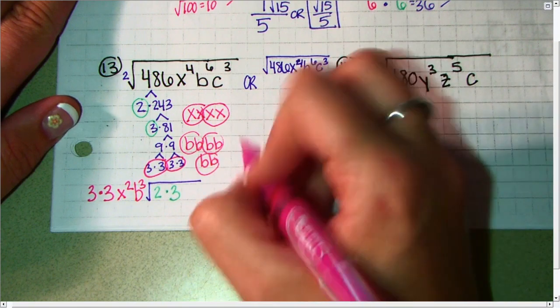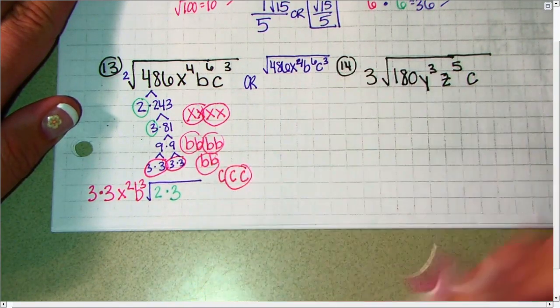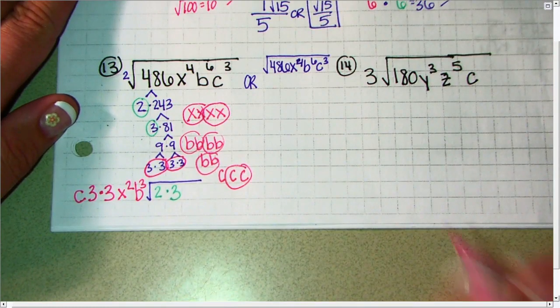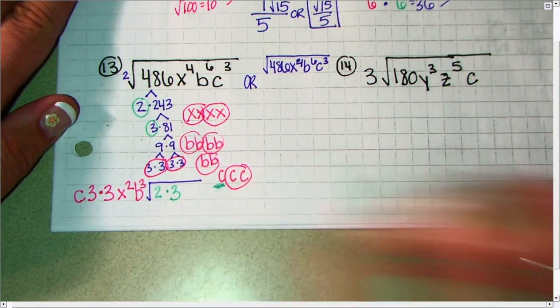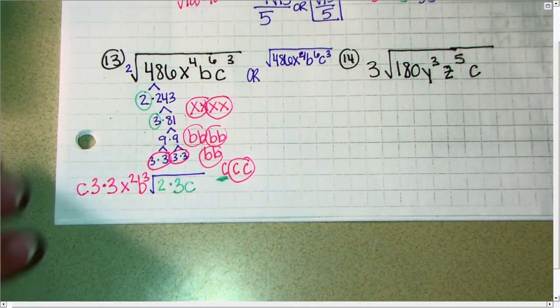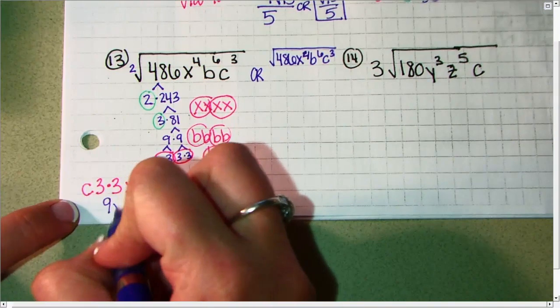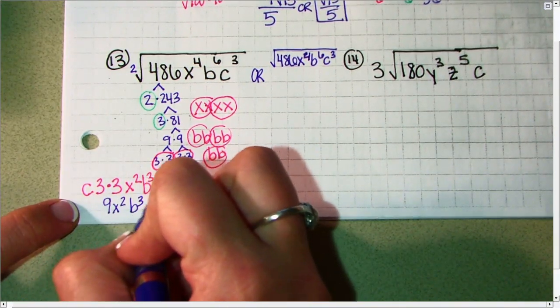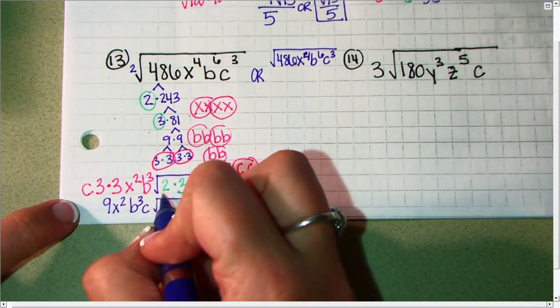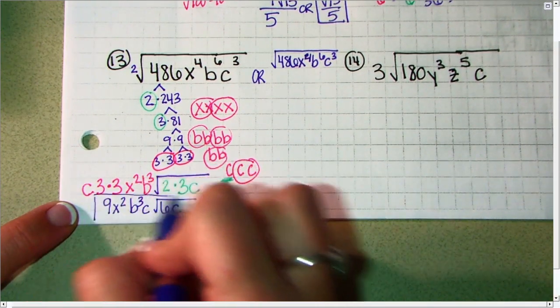For the c value, I have 3 c's, 1, 2, 3. I can only group one of them, so I can pull one c out, and this c is stuck underneath, okay? So let's just rewrite this a little bit more organized. 3 times 3 is 9. X squared b cubed c. Square root 2 times 3 is 6c. So this is the answer.